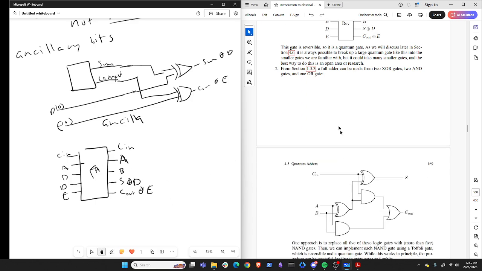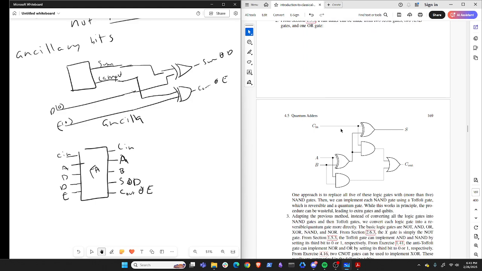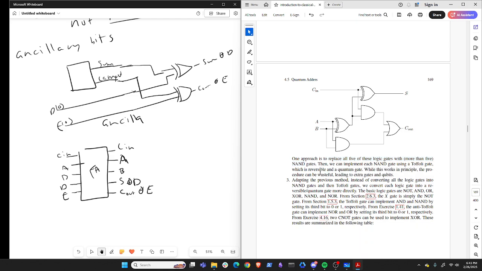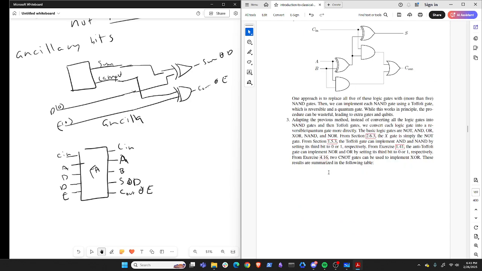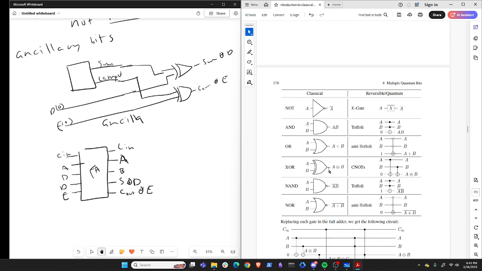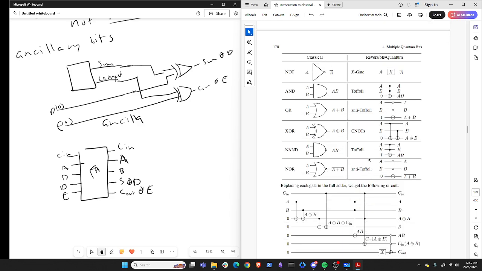There are alternative ways to do this. We can replace the logic gates with NAND gates. There's a bunch of different discussions about more efficient ways to do it. These are reversible forms of the classic gates that we have.